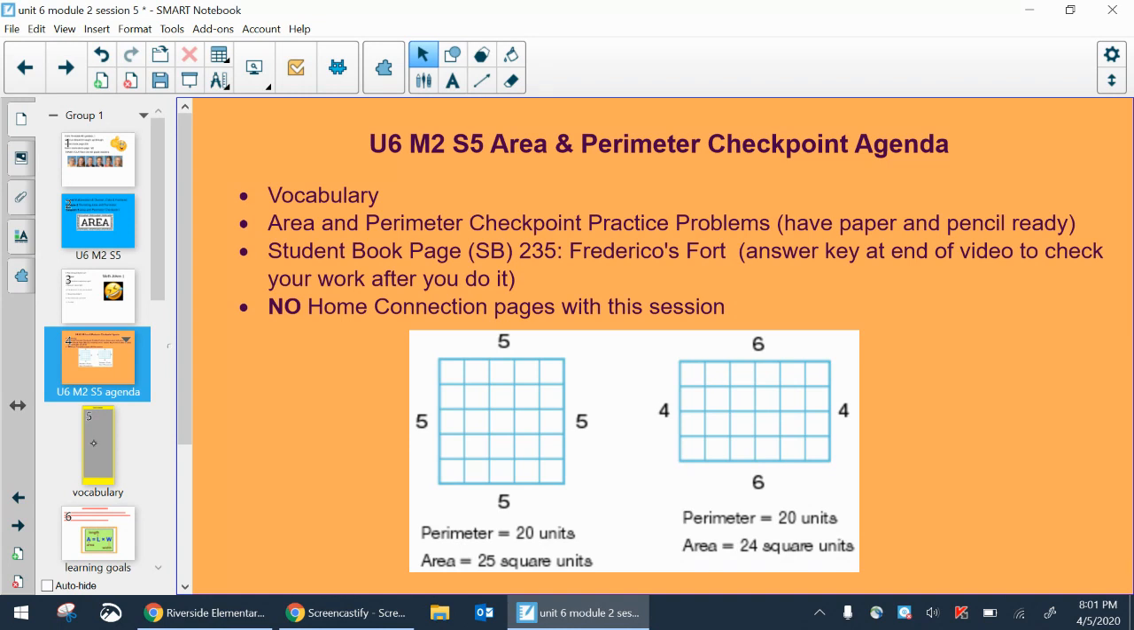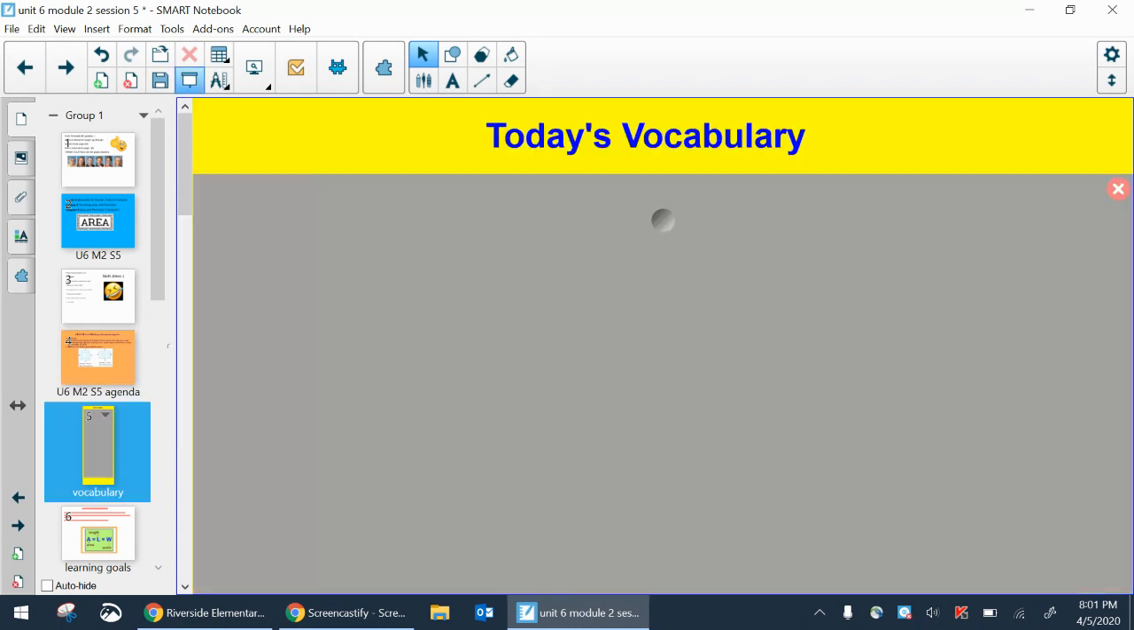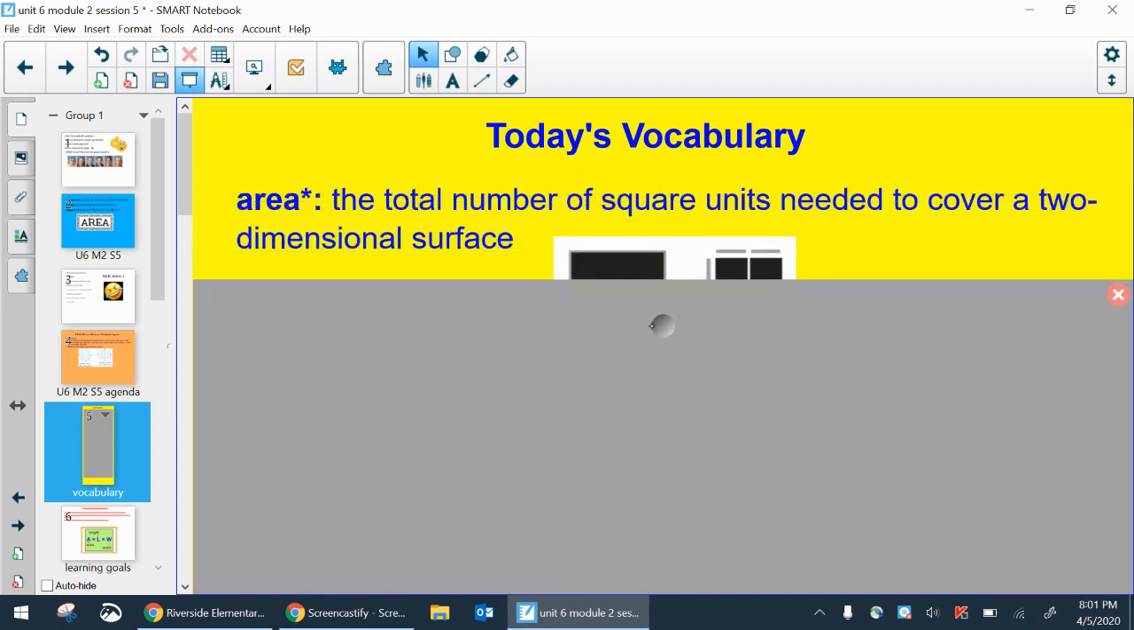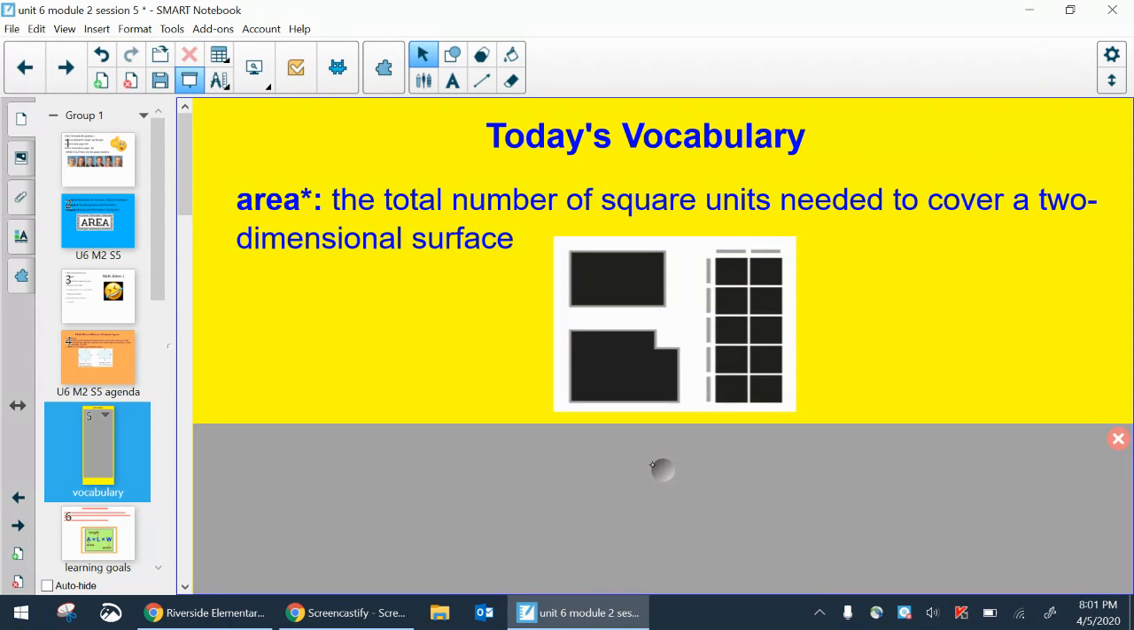All right, we'll take a look at some vocabulary. Today's vocabulary work. First of all, again, our handy dandy vocabulary word: area. And remember, it is the total number of square units needed to cover a two-dimensional surface. And we have some nice examples, some nice visuals, some nice models of that in this picture as well.